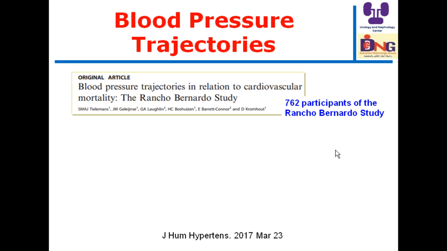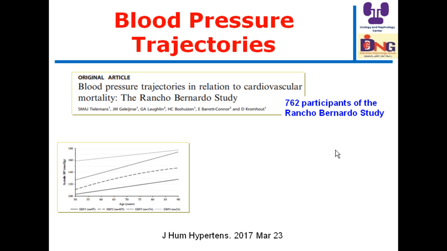Another important point regarding blood pressure trajectory, which is another point to be respected. This study included 762 participants of the Framingham Offspring study, and these are the different trajectories. Trajectories mean the direction of systolic blood pressure. So systolic blood pressure trajectories were derived using group-based trajectory modeling. This is the method. And Cox proportional hazards analysis was used to investigate the association of trajectories and average systolic blood pressure with cardiovascular disease and all-cause mortality, adjusted for age, sex, cholesterol, smoking, diabetes, and antihypertensive medications.